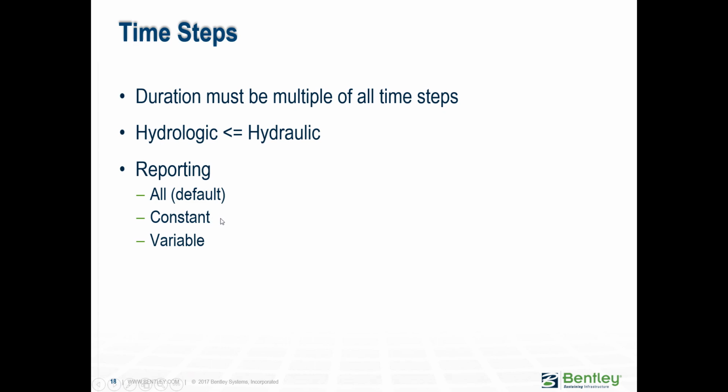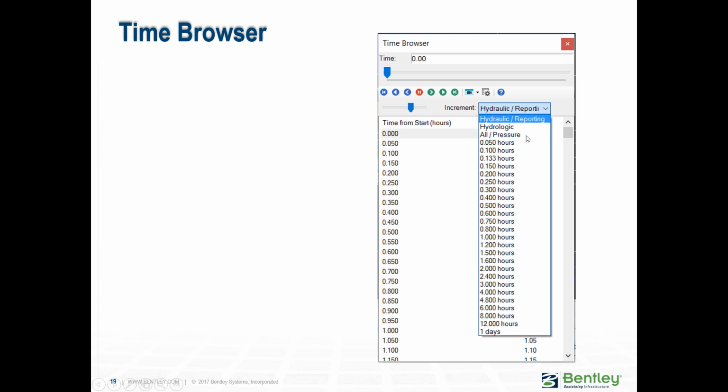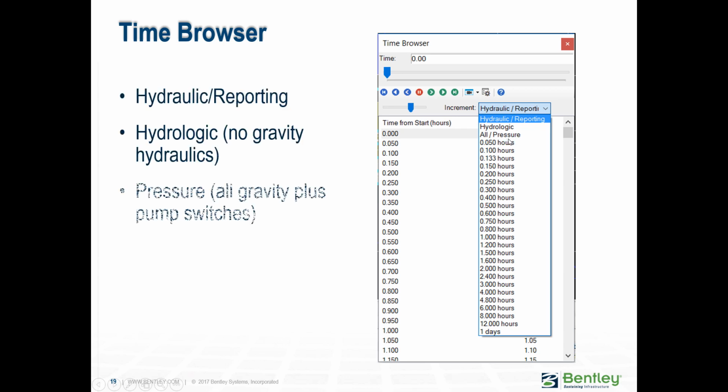I just want to see what happens every 2 hours. Or variable. You can be very detailed as to when you want to report them. There's something that we're going to get familiar with. It's called a time browser. It lets us browse through different times of the simulation, and here you can pick different increments, only the pressure times, etc.